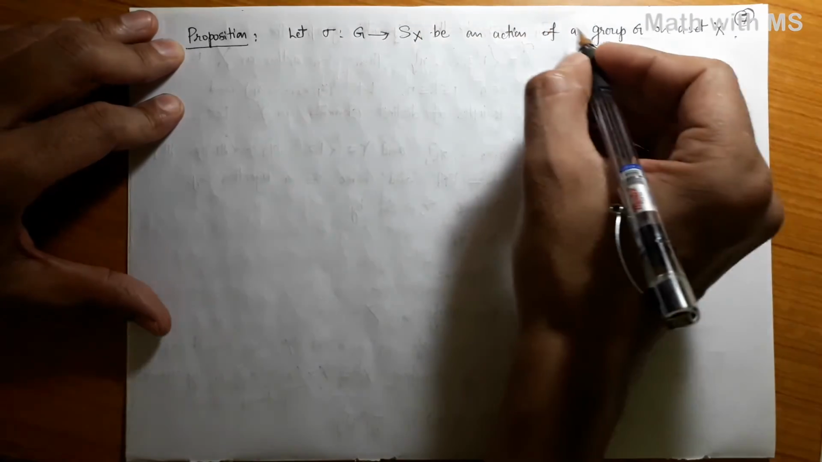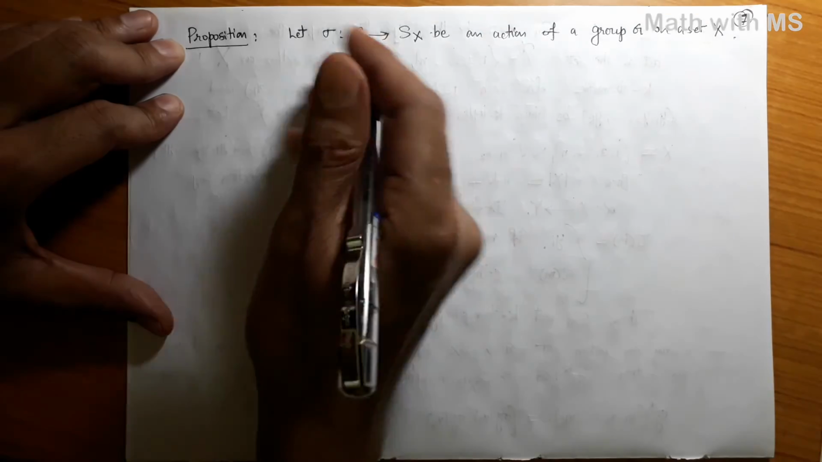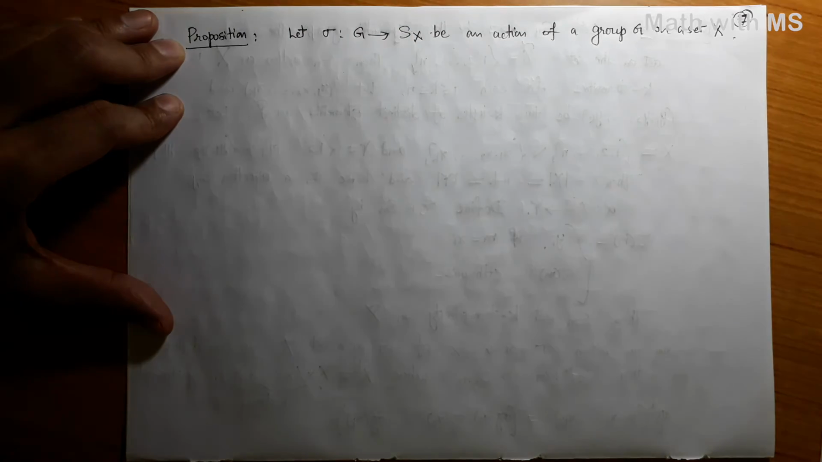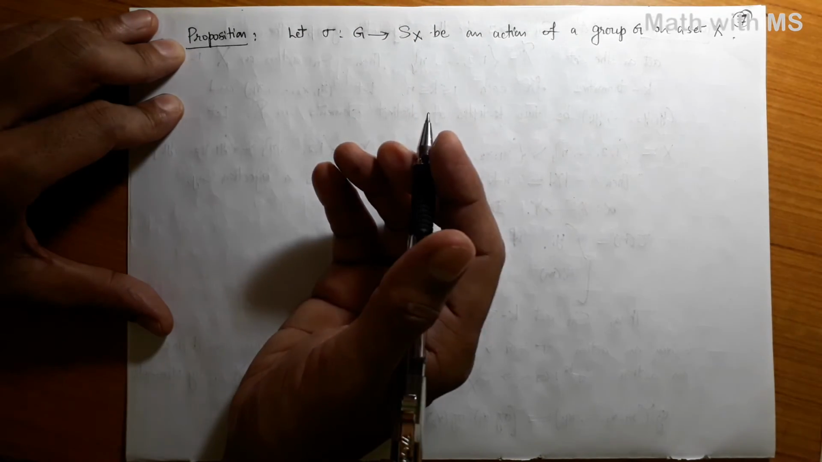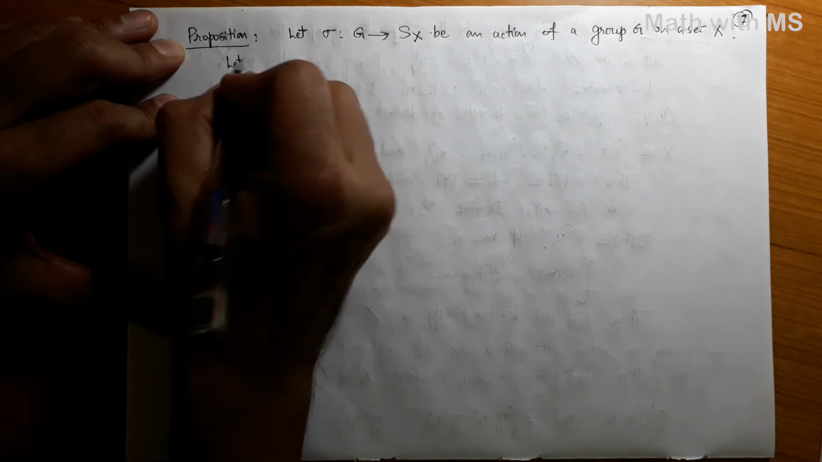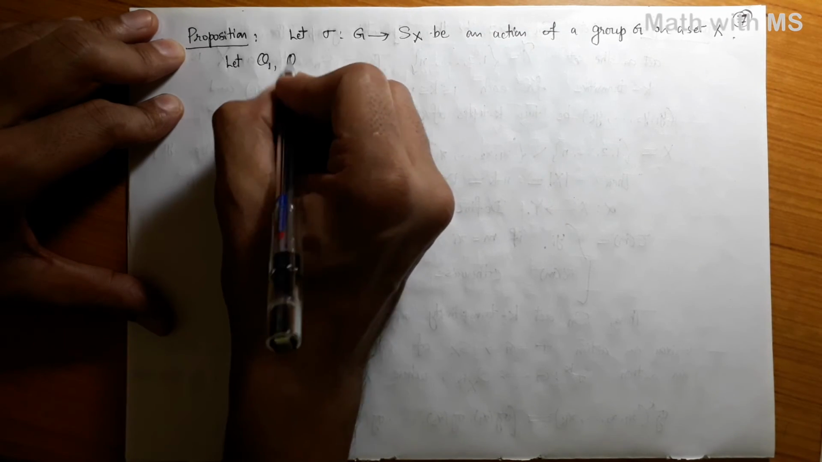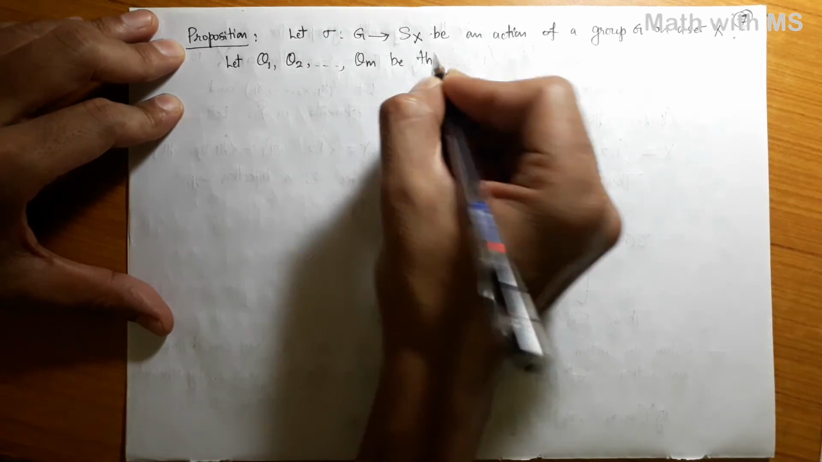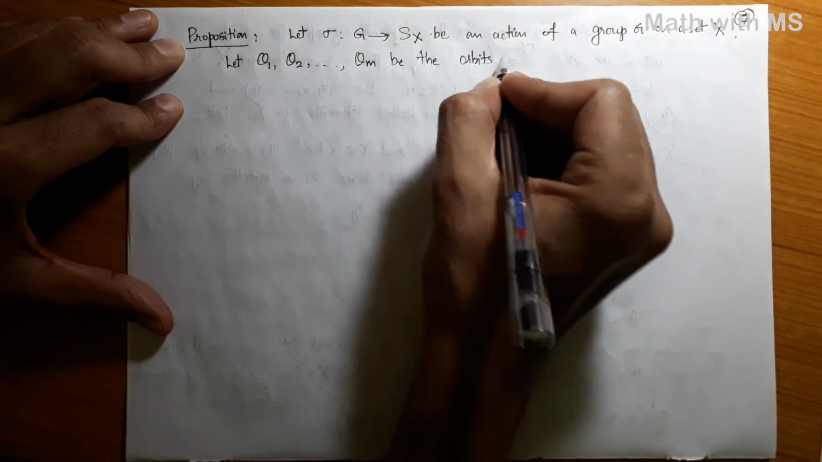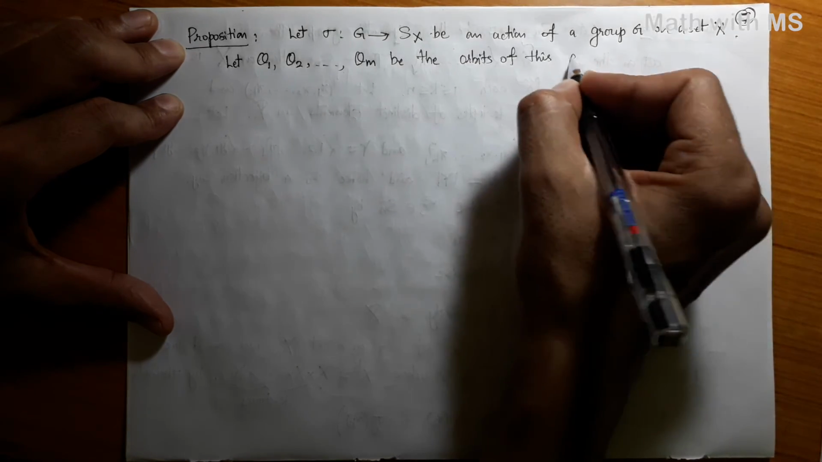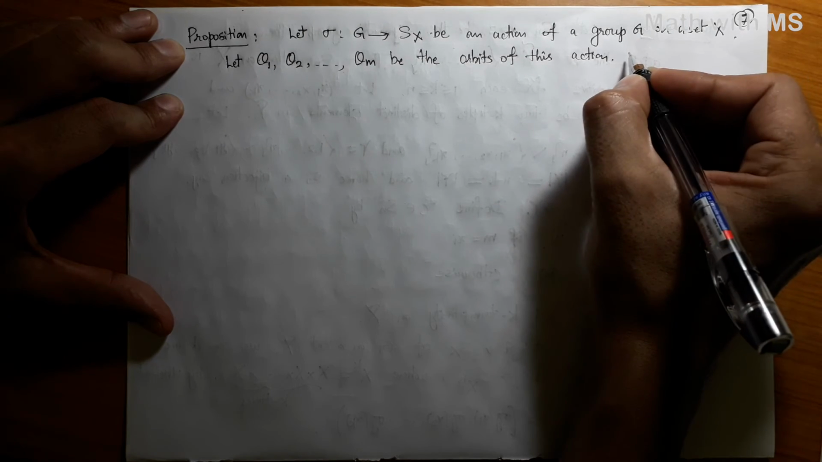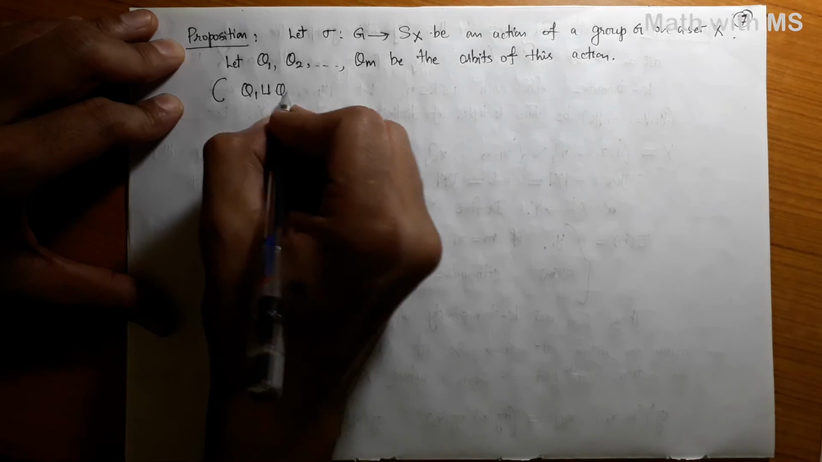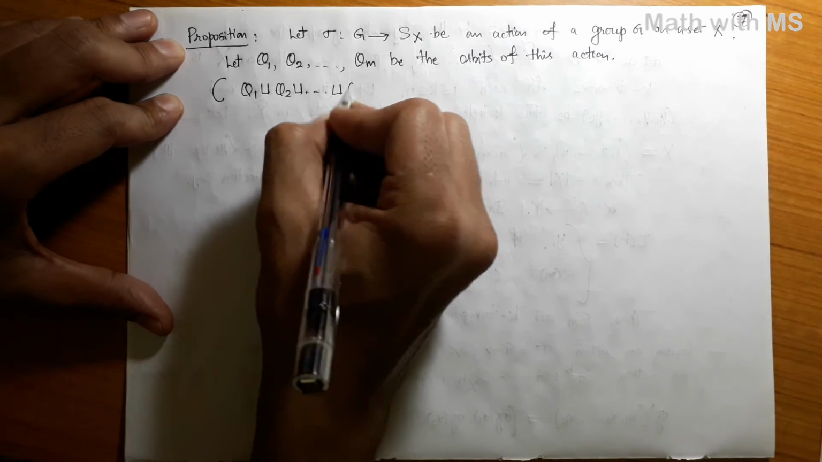Once you have an action of a group G on a set X, you have the orbits, and orbits of an action partition your set into pairwise disjoint equivalence classes. So let O1, O2 and so on, Om, be the orbits of this action. Let me recall for you that their disjoint union will be your set X.